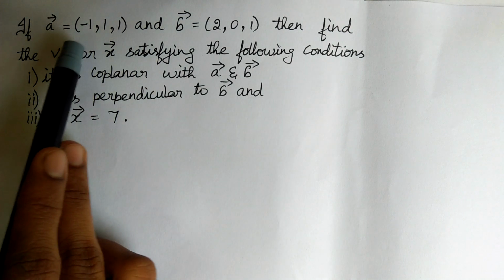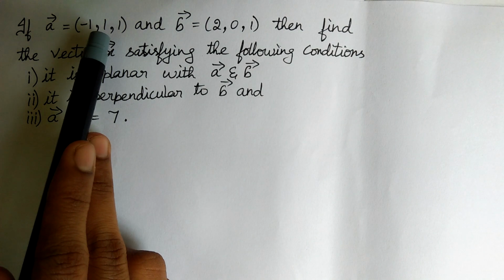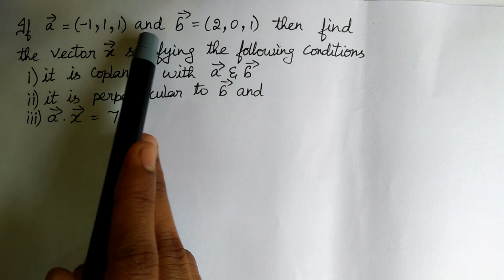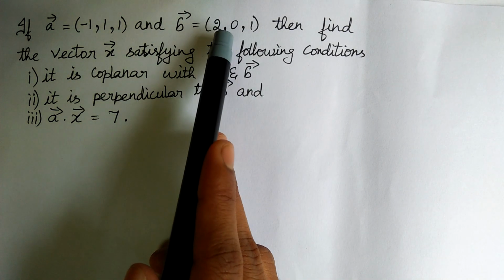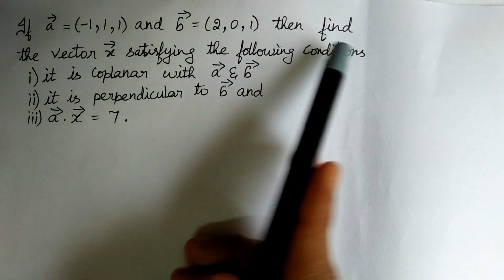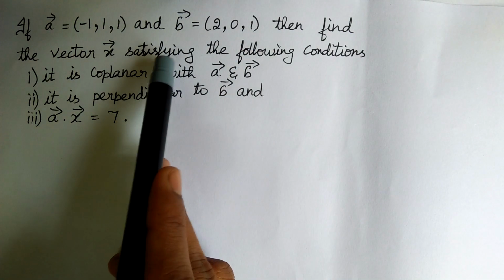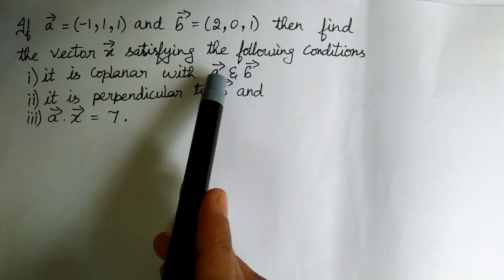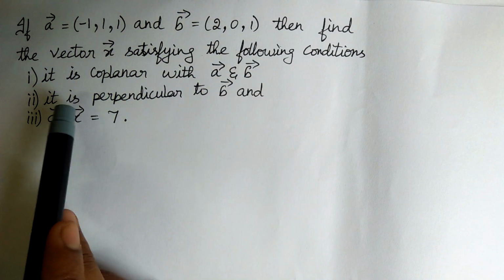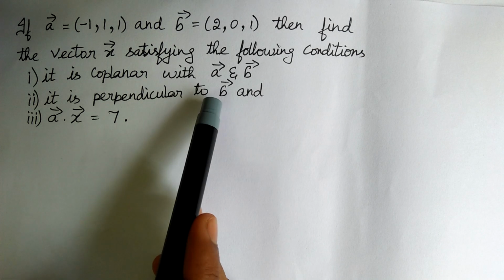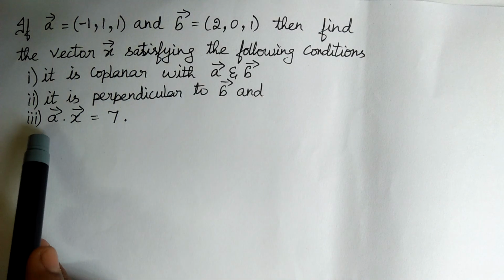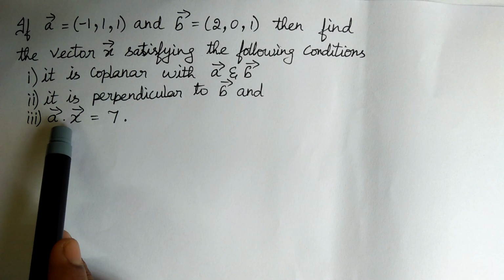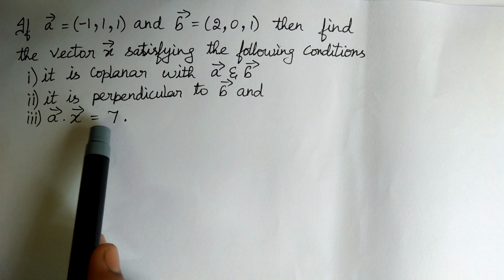If vector A is equal to (-1, 1, 1) and vector B is equal to (2, 0, 1), then find the vector x satisfying the following conditions. It is coplanar with vector A and vector B. It is perpendicular to vector B, and the third condition is A dot x is equal to 7.